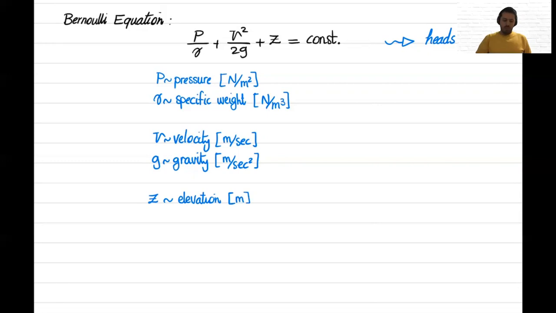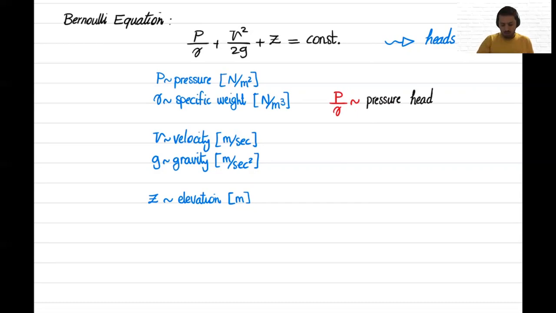So each of these three terms has a physical meaning. So for example, P over gamma is the pressure head. But what do we mean by the pressure head? So it represents the height of a column of the fluid that is needed to produce the pressure P. So this is the head.